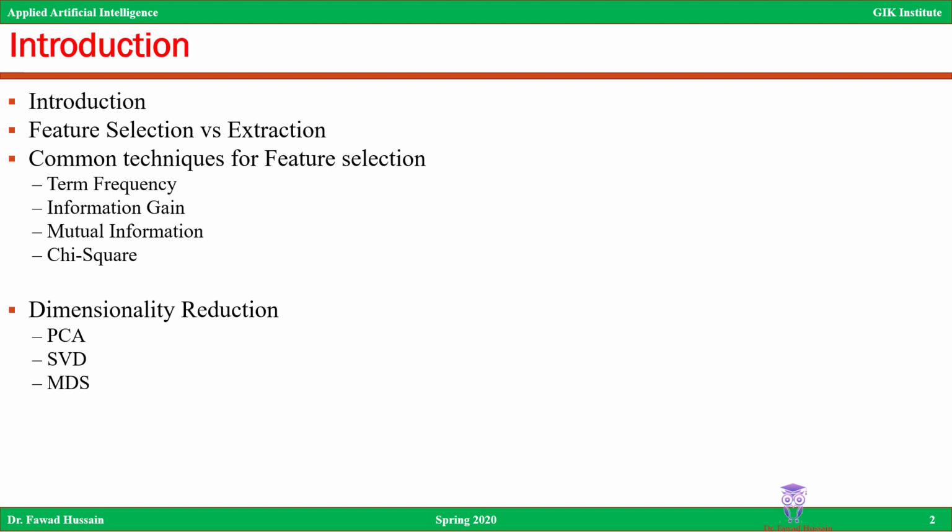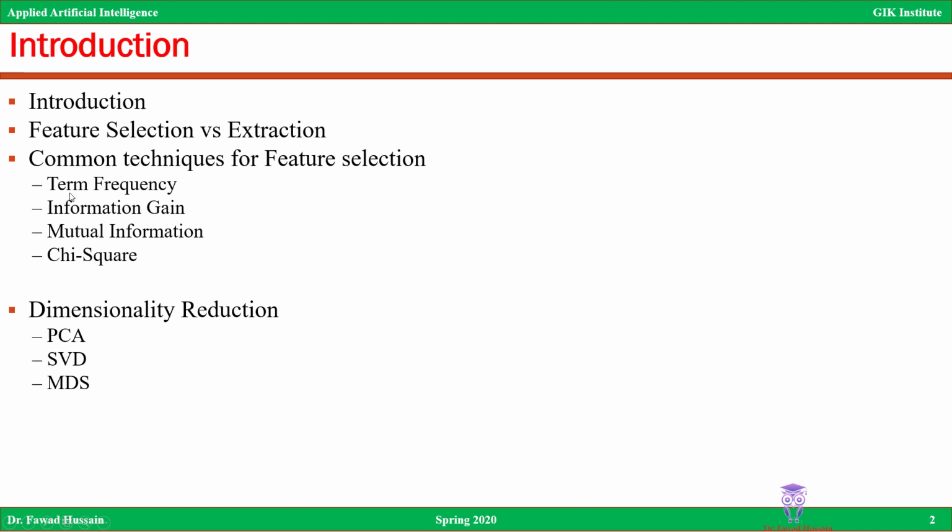So the first thing is, why do we do feature selection? And we'll see in the coming slides, particularly, what's the difference between a feature selection and a feature extraction. They do two different things. Why we do each of them and what's the advantage of that, before we move on to the common techniques of feature selection.